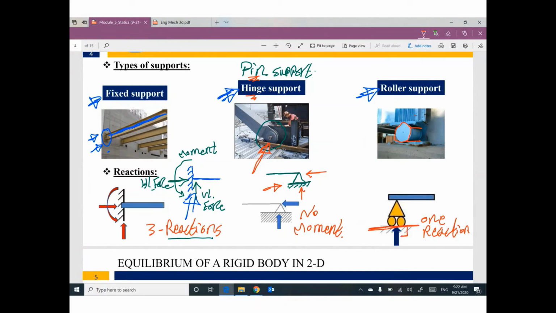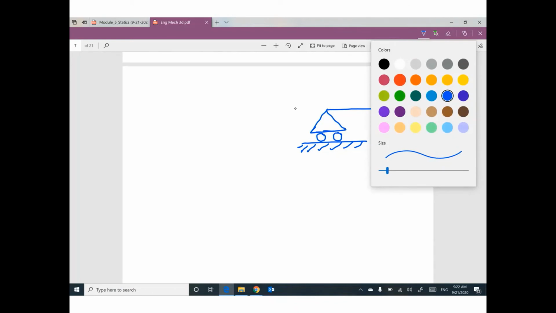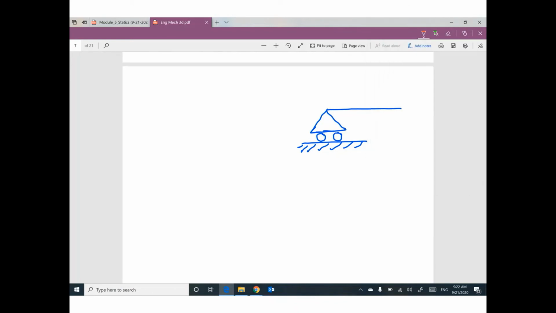I'm sorry, can you make it more clear? Yeah, the roller support looks like a triangle rested on a roller like this, and we have a base. And this triangle is connected to a beam. So we have only one reaction. Is it a vertical reaction? Is it a horizontal reaction? No, not horizontal, not vertical, but this reaction is perpendicular to this base.